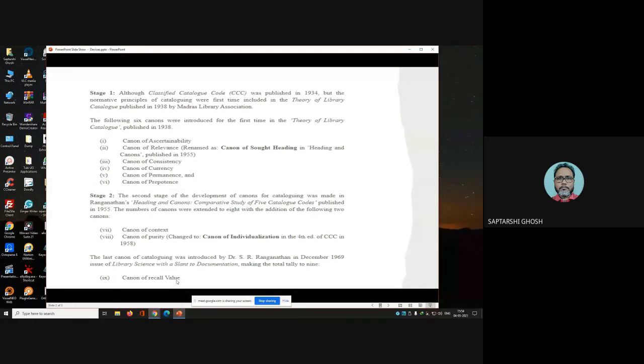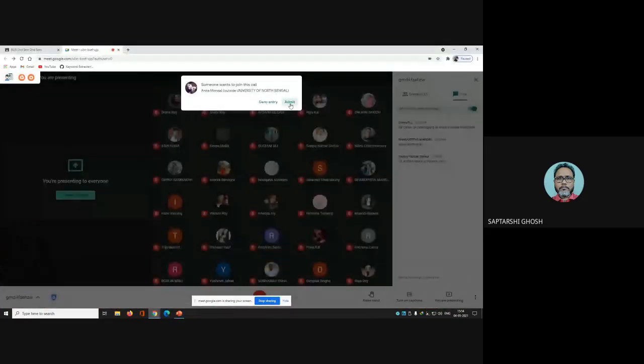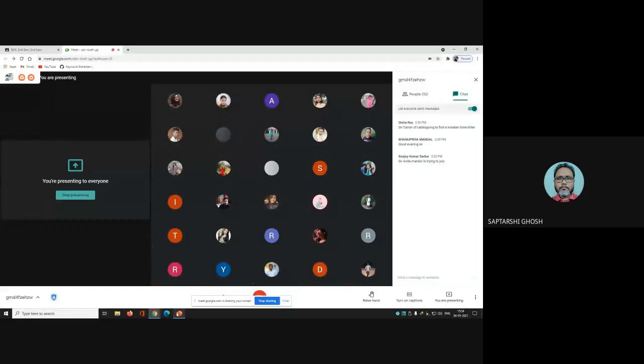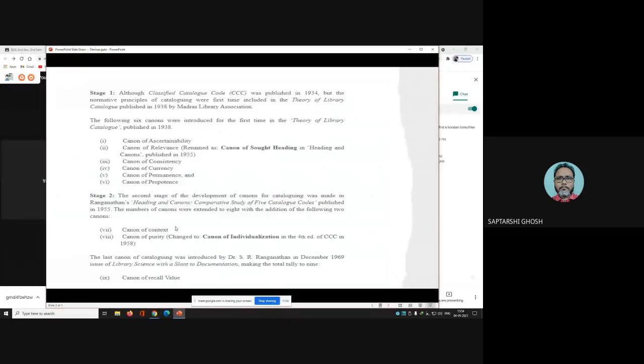And lastly is the canon of recall value. Now, one by one, if we discuss this, then you will understand these canons were made in cataloguing. These canons were made for making the main entry, or making the entries as well as the tracings.